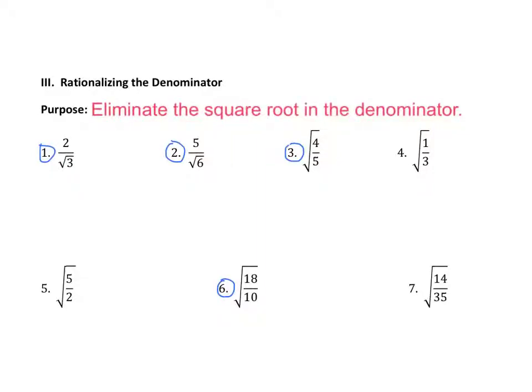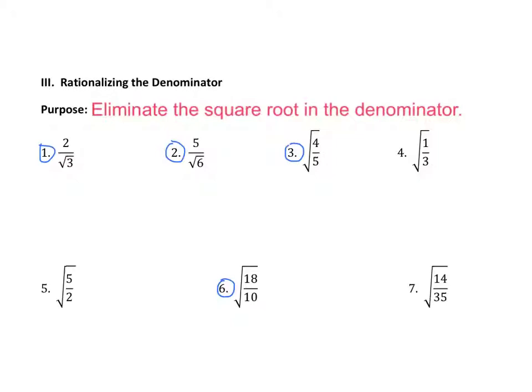Here we go. This is going to be the last video we're going to do for section 10.2. We're going to look at section 3 called rationalizing the denominator. The purpose, go ahead and take that down. I have written there in the red. Rationalizing the denominator means that we want to eliminate the square root in the denominator.